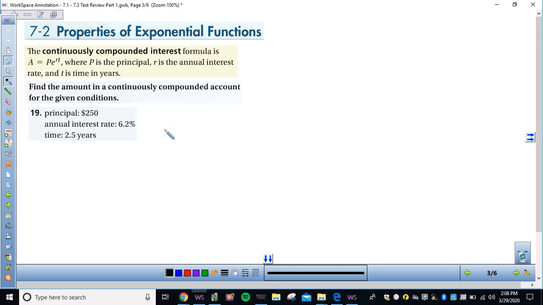7.2, we're talking about properties of exponential functions. Now, we haven't yet gone over this, but it's a pretty easy formula. So we have A equals PERT, is how I remember that formula. P, E, remember E is that number, 2.71828. P E to the RT power. So remember, when you have this exponent where you're multiplying two terms together, make sure that you put the R and the T into parentheses.